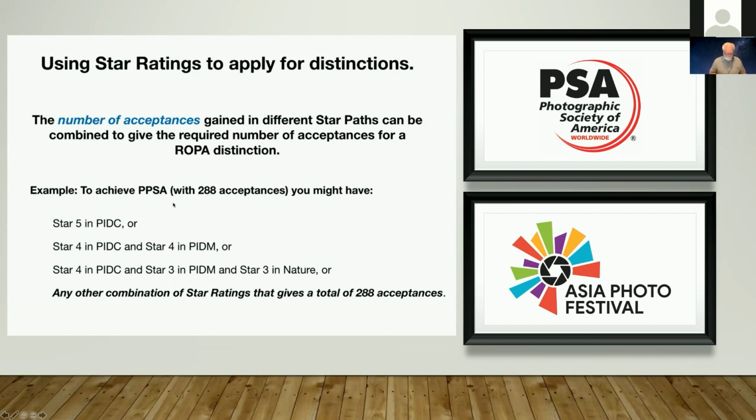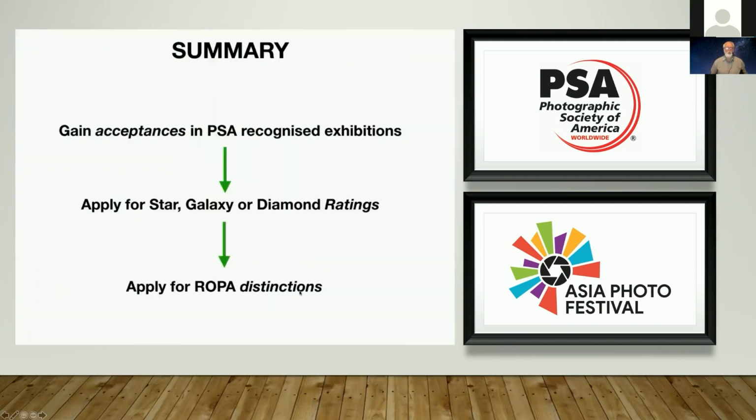When you go online to apply for your ROPA distinction, there's different sections on the web page where you put in the number of acceptances you have in each of the different divisions. And what is important is it comes to the total that's required. So just to summarize the basic process again, you gain your acceptances in PSA recognized exhibitions. You use those to apply for your star ratings or Galaxy Diamond ratings, and then you apply for the ROPA distinctions. 3 separate steps in the process.